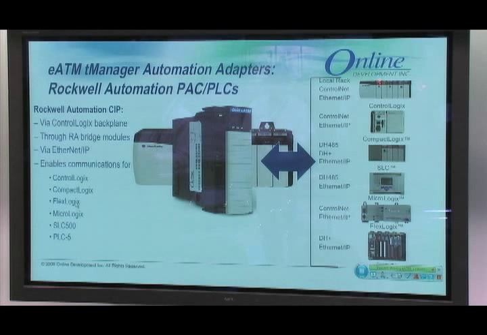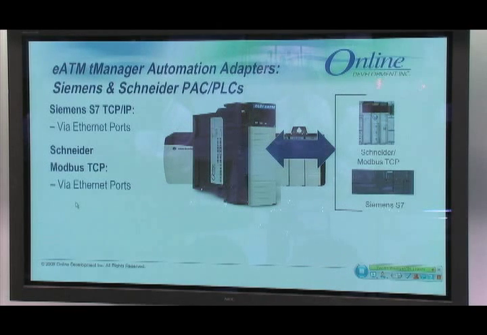For automation adapters, eATM tManager supports Rockwell Automation controllers via the backplane. It also supports a wide range of controllers with Rockwell Automation bridge modules and also onboard Ethernet IP. The eATM tManager automation adapters also include support for Siemens S7 TCP IP and Schneider Modbus TCP via the module's Ethernet ports. For environments that include a mix of controller brands, this makes it much easier to connect a variety of controller types and brands to plant or enterprise computer systems.